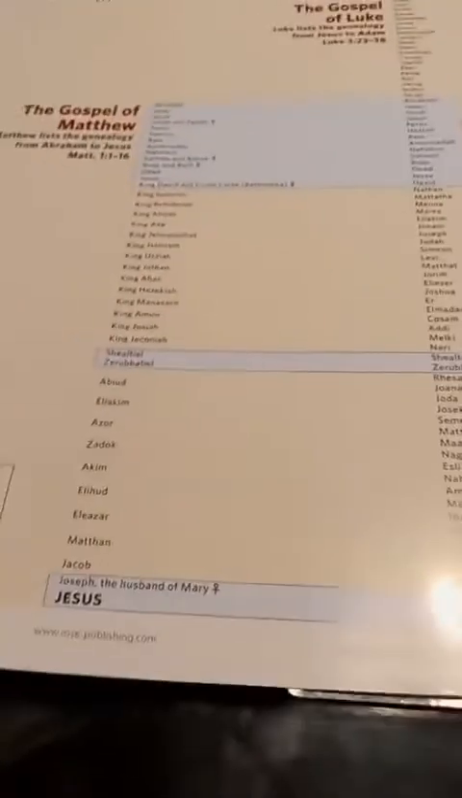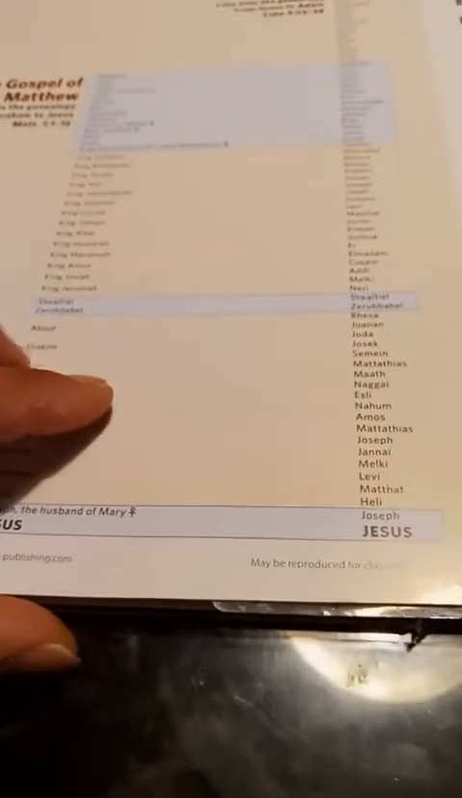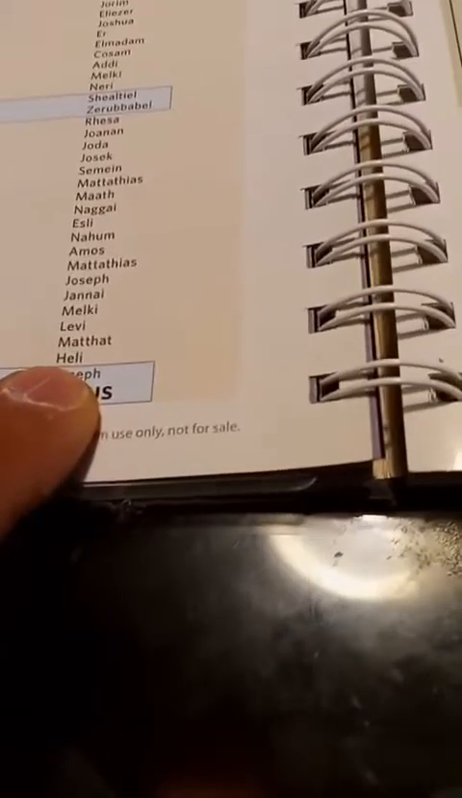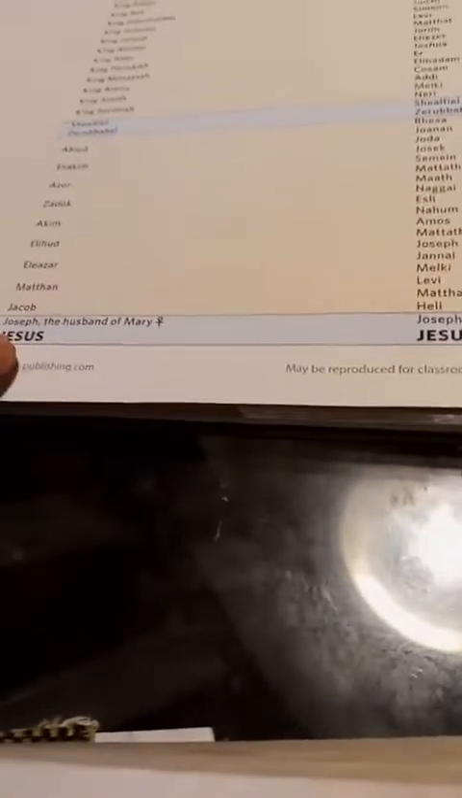Now, the first part I want to bring out, and the reason we see a difference in the genealogy, is right around here, brothers and sisters. We see that Matthew says Joseph's father was Jacob, but in Luke it says Joseph's father was Heli. So something's going on here. They both can be the father of Joseph. Well, technically, yes. Let's go to the model real quick.